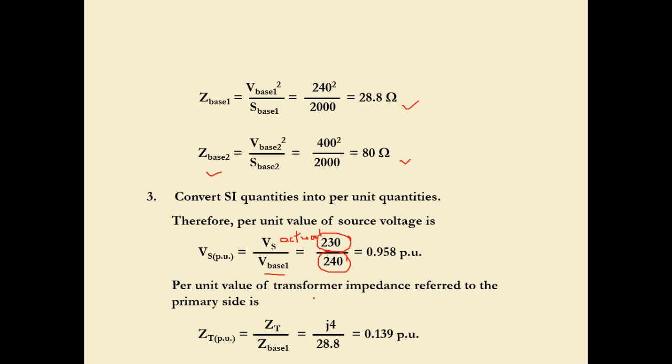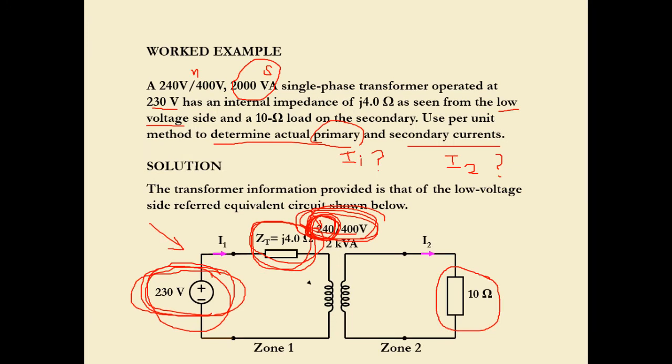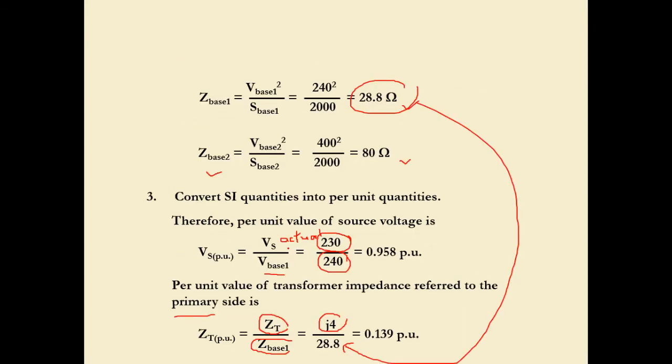So the per unit value of transformer impedance referred to primary. So referred to primary, we take ZT, which is J4 over Z base 1. We just calculate here, okay, into here. Okay, ZT is provided in the question here, as seen from the low voltage side or as seen from the primary, or we can see from this circuit. Okay, this circuit ZT, and then we can calculate the value of ZT PU, which is 0.139 PU.